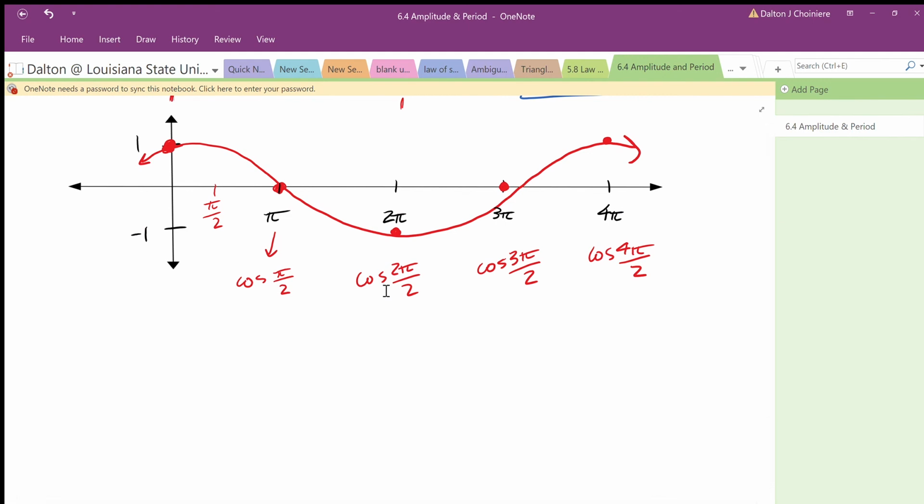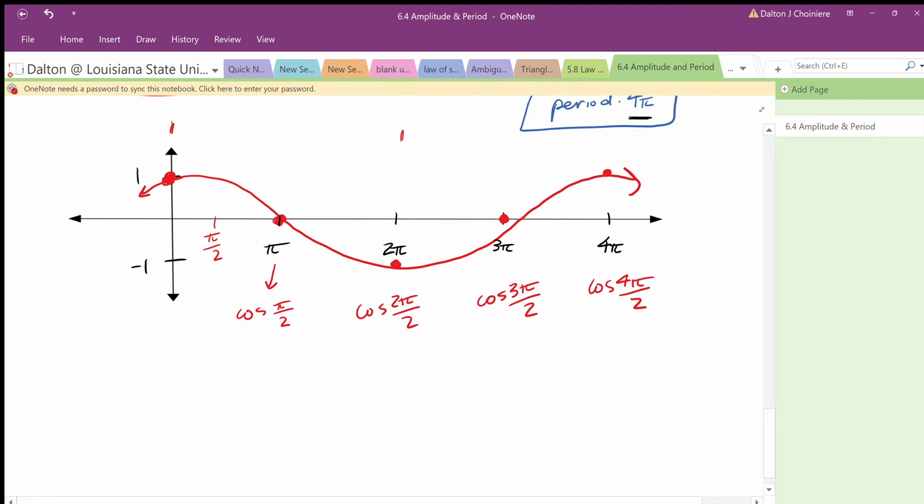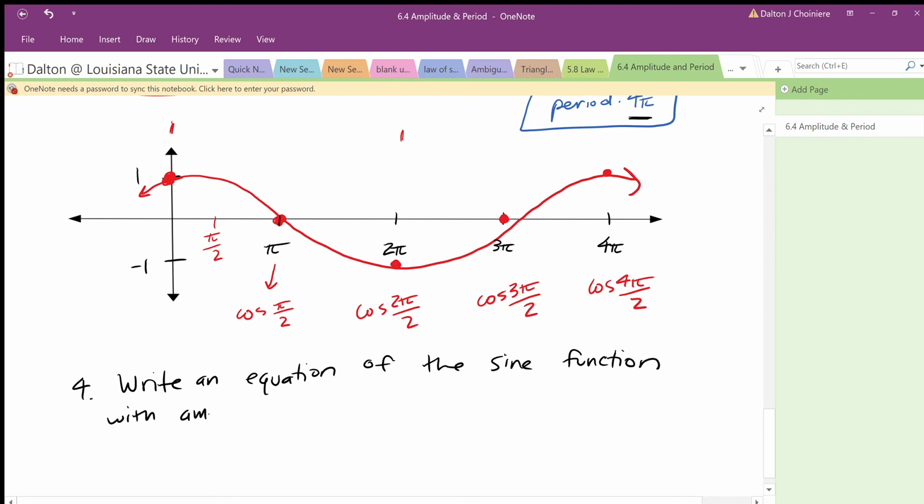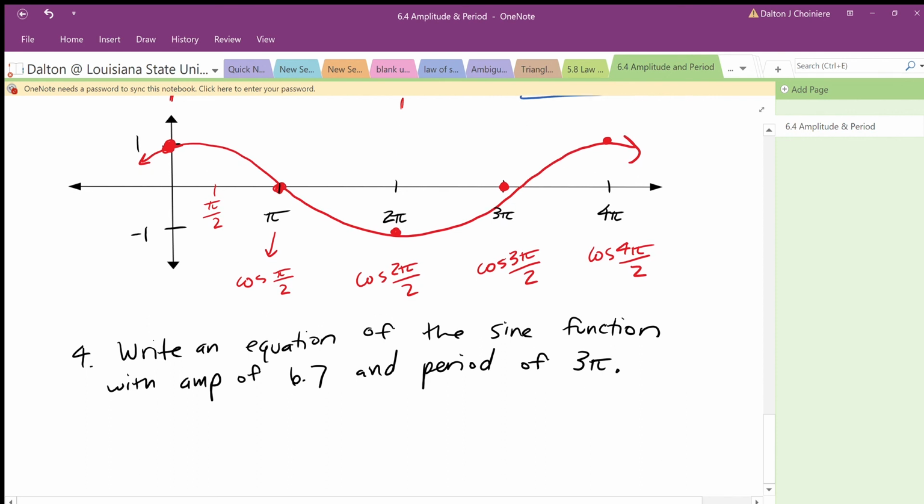Okay, the last type of problem that you're going to encounter is coming up with equations. So number 4, you may be asked to write an equation. Write an equation of the sine function with amplitude of 6.7 and a period of 3 pi. Amplitude of 6.7 and a period of 3 pi. So it's given us the information and wants to know what the equation is given this.